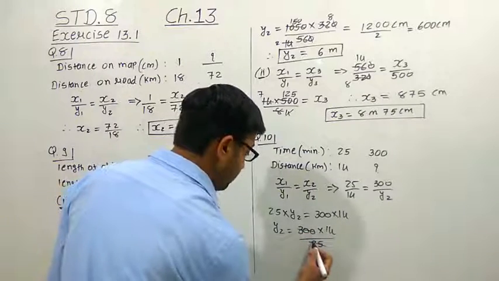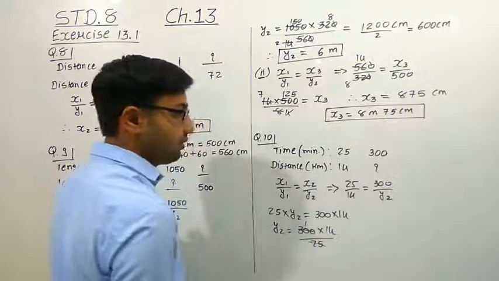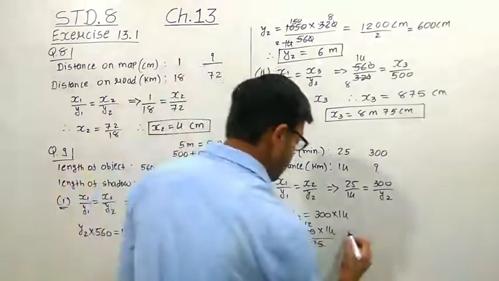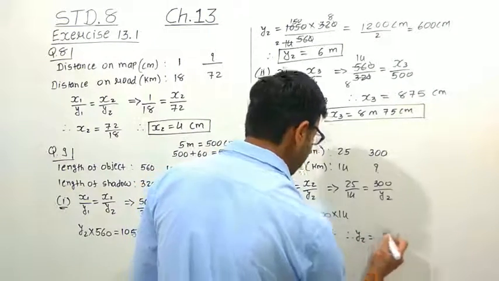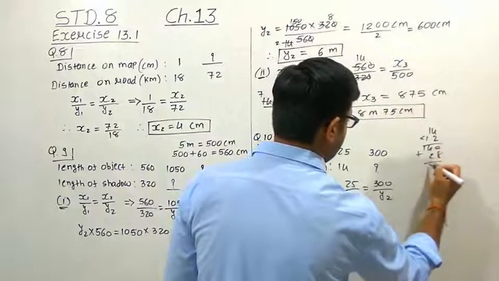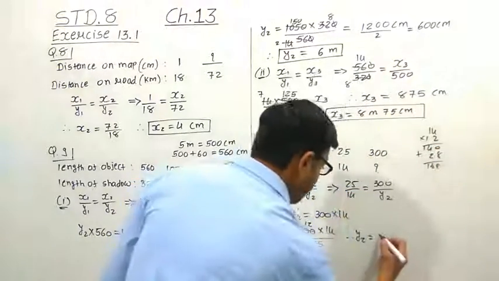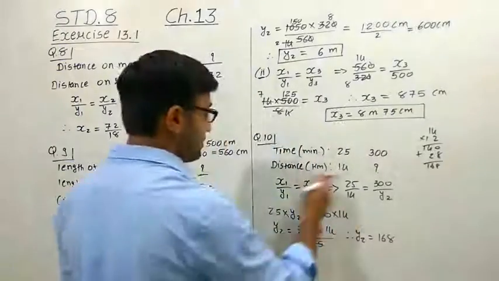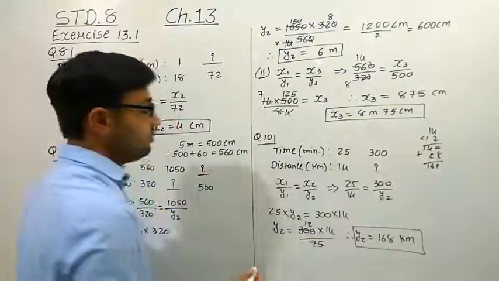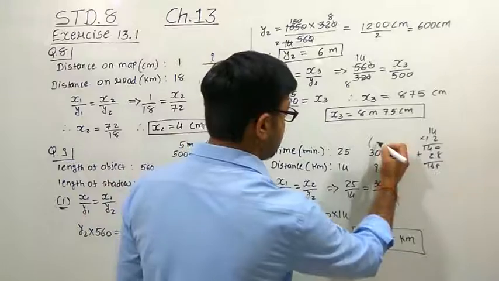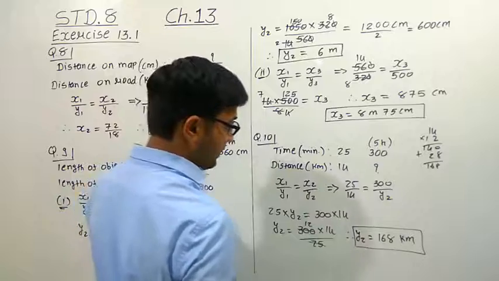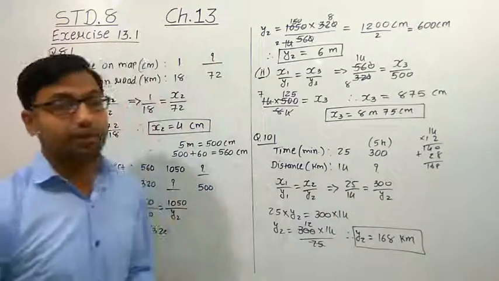25 12s are 300. Now multiply this 14 and 12. We get the answer, y2 is equal to 14 into 12, 168. And this is what? This is the distance in kilometer. So here we get that in 5 hours, that means 300 minutes, the truck can cover the distance of 168 kilometer.